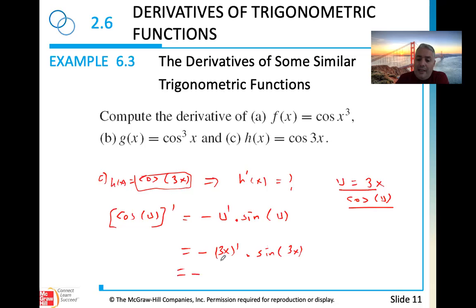So the derivative of negative 3x is 3 times sine of 3x. Finished. That's the answer to the question: negative 3 times sine of 3x.